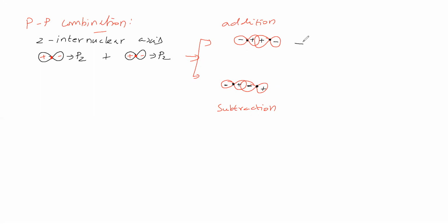It is going for addition overlap. Therefore, what happens? You see, now we are getting a shape like this. Okay. Now it is going for subtraction overlap. Therefore, how will it be? You see.